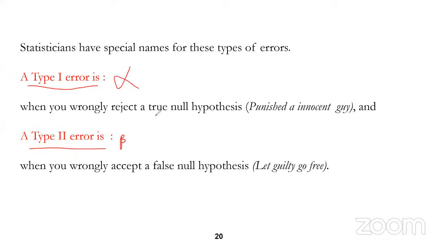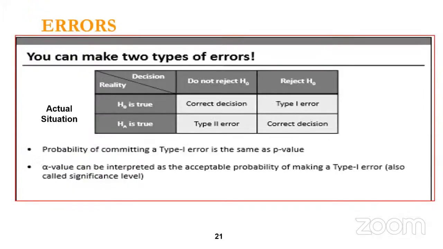So when we wrongly reject a true null hypothesis, that means we are punishing an innocent guy, it is a type 1 error. Beta, type 2 error, occurs when we wrongly accept a false null hypothesis, that means we are letting the guilty go free. That is the occurrence of the type 2 error. Everything about the hypothesis test has been summarized in this table.